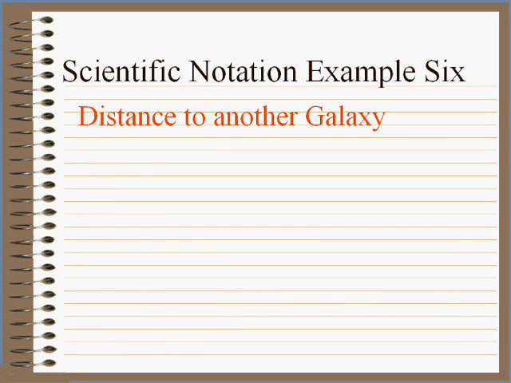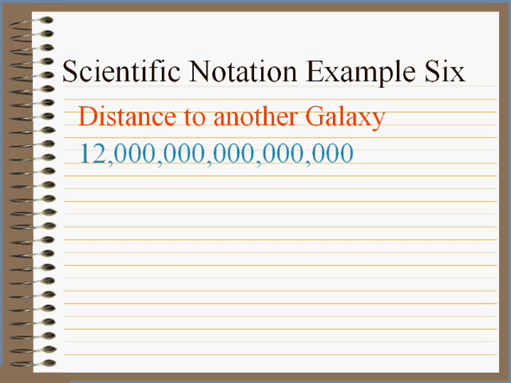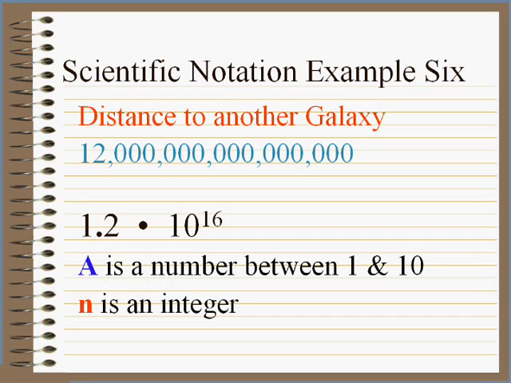Let's write the distance to another galaxy, which is 12 gagillion, I think, in scientific notation. Well, we'll have to put the decimal place so that the number's between 1 and 10. It's going to be 1.2, and I'm going to multiply it by 10 to the 16. Now, where did I get that 16? I counted from this position between the 1 and the 2 over to where it normally would be at the end, and that's 16 positions, I promise. That's your answer, 1.2 times 10 to the 16th.